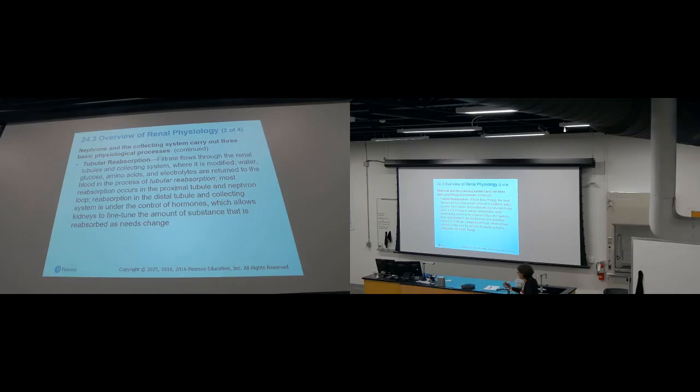When the filtrate goes from the capsule into the PCT, the proximal convoluted tubule, it's going to change its name into tubular fluid. And then in the PCT you start the process of tubular reabsorption. So you will absorb water, glucose, amino acids, and electrolytes, and that will return into the blood. This is called tubular reabsorption. And this fluid now will be ready to go into the loop of Henle.